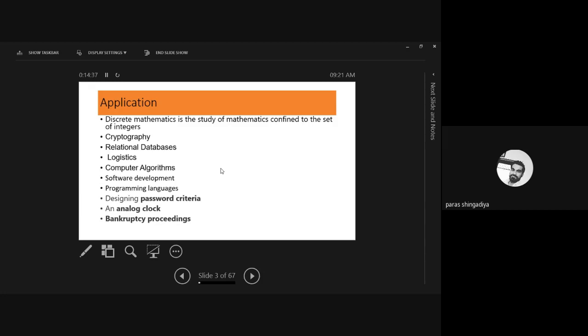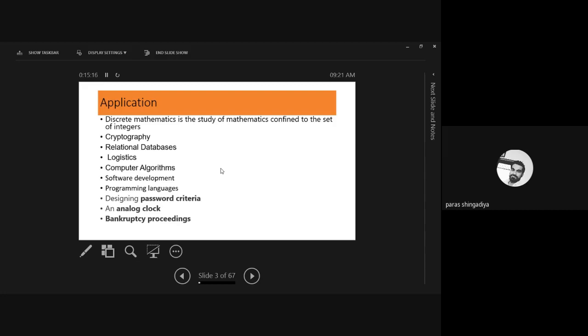Logic theory we can use in security software: how we can break a password, and how we can design a password that no one can break. That is also very important in any security software. Then digital analog clock, analog systems, where we can use this concept of logic and predicate. And bankruptcy procedure. These are the main applications. There are also some more applications that you can find. First we'll learn some topics of this unit, and then we'll discuss some of the applications in detail.